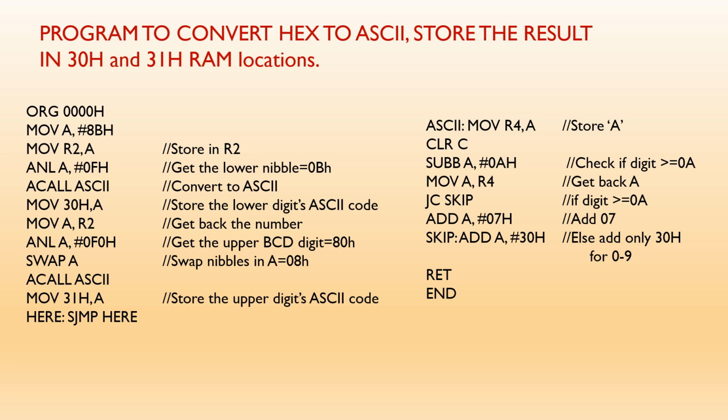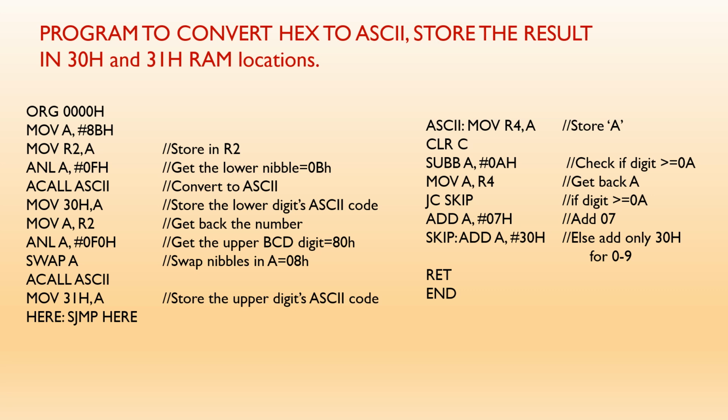After that, to convert this 08 to ASCII, I'll call the subroutine ASCII by using the instruction ACALL ASCII. ACALL stands for absolute call, and ASCII is the name of the subroutine. Whenever the call instruction is executed, the return address, the address of the next instruction, is stored onto the stack. ACALL is a 2-byte instruction, so 2 is added to the PC, which results in the address of the next instruction, and that is stored onto the stack. The PC is loaded with the address of the ASCII subroutine, and now the control goes to the ASCII subroutine.